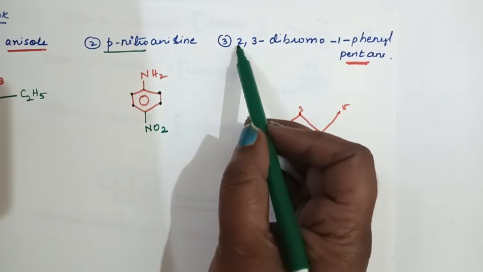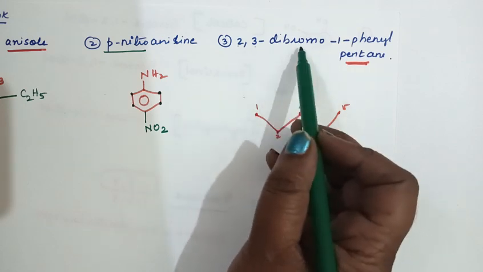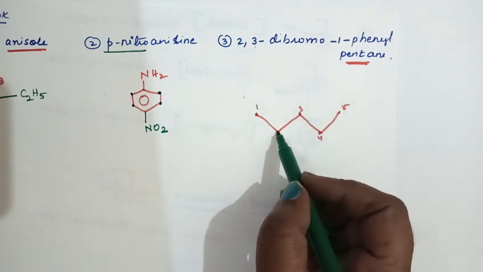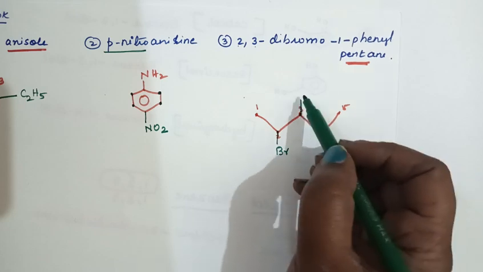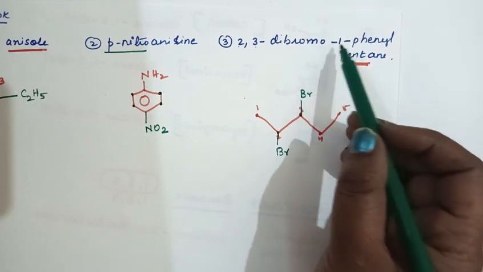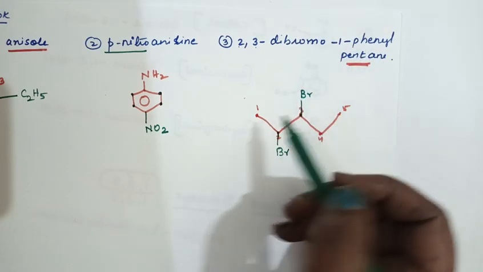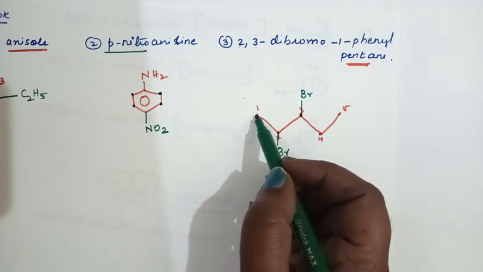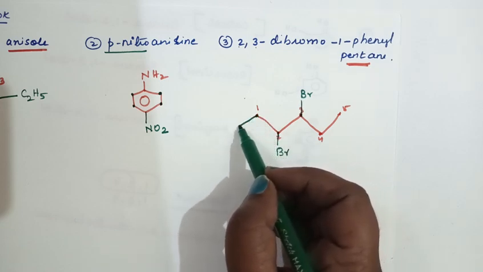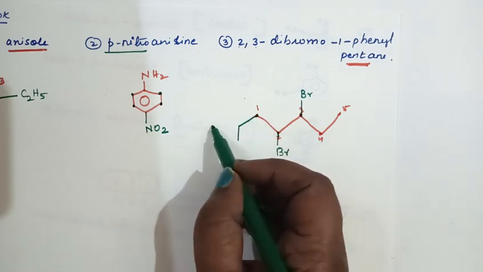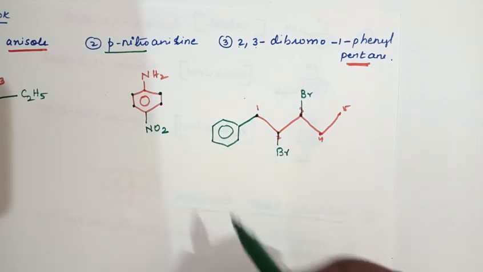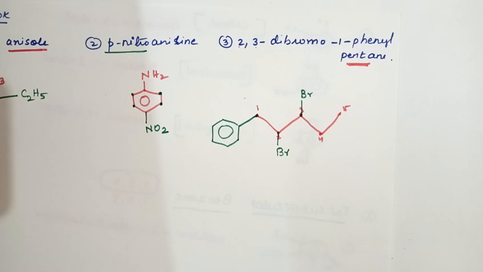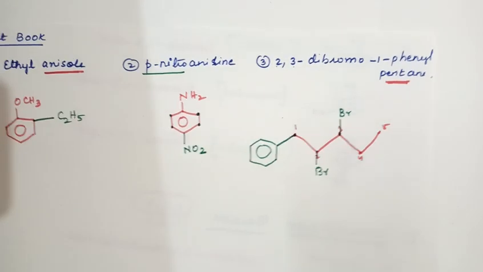So at positions 2 and 3 dibromo is present. This is position 2, so write a bromo group. Position 3, write one bromo group. And then at position 1 a phenyl group is present. This is 1, so write the phenyl group here. Phenyl, I have already taught what a phenyl group is. So write that phenyl group here. So this is the structure for this given name.